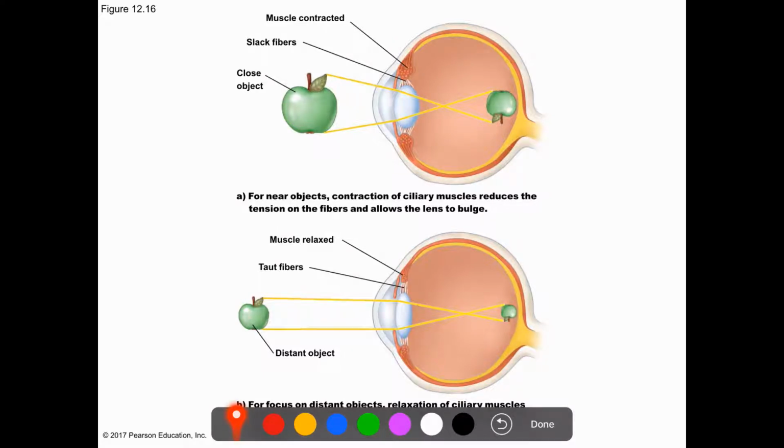Now, as humans, our ability to accommodate for close and distant looking is downgraded as we progress in age. That's why as we are getting older, we need to wear glasses for either close objects or distant objects. And usually it is more for close objects, the reading glasses.